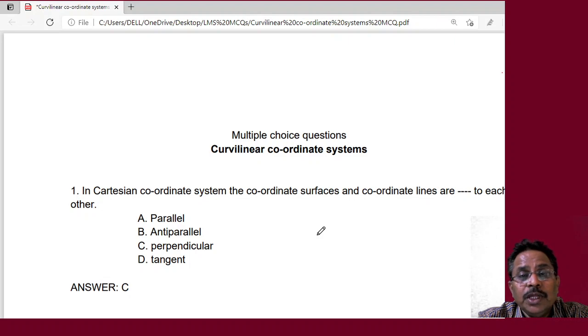Savitribai Phule Pune University, TY Physics, Course 1, that is Mathematical Methods of Physics. There are 4 chapters in this course. Out of that, today we are going to discuss a few important multiple choice questions on the topic. Title is curvilinear coordinate system.